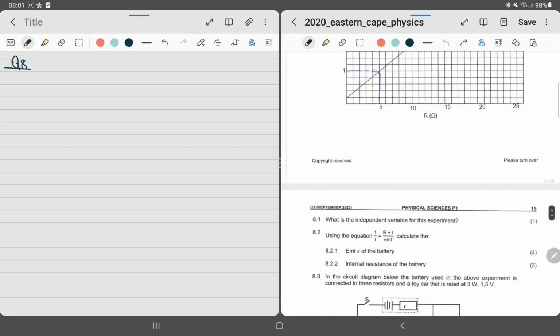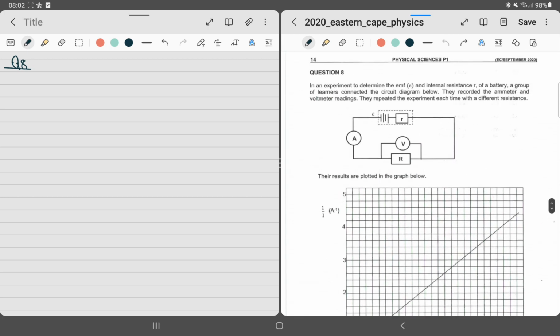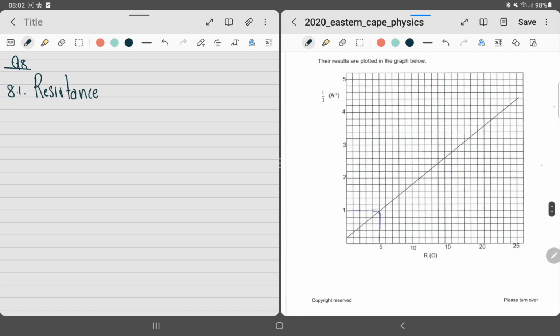What is the independent variable for this experiment? So the independent variable is something that you change during the experiment. In this instance, we are using different resistance, so resistance will be the independent variable. Another way you can look at it, whenever you have a graph like this one, whatever is on the x-axis will be your independent variable.